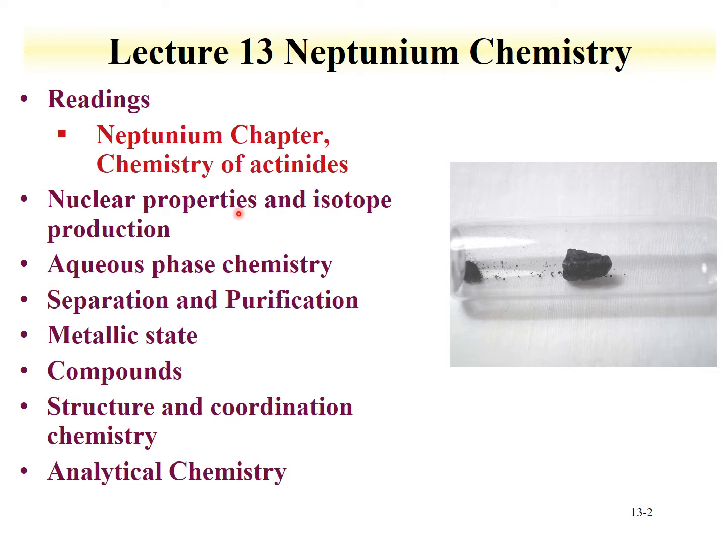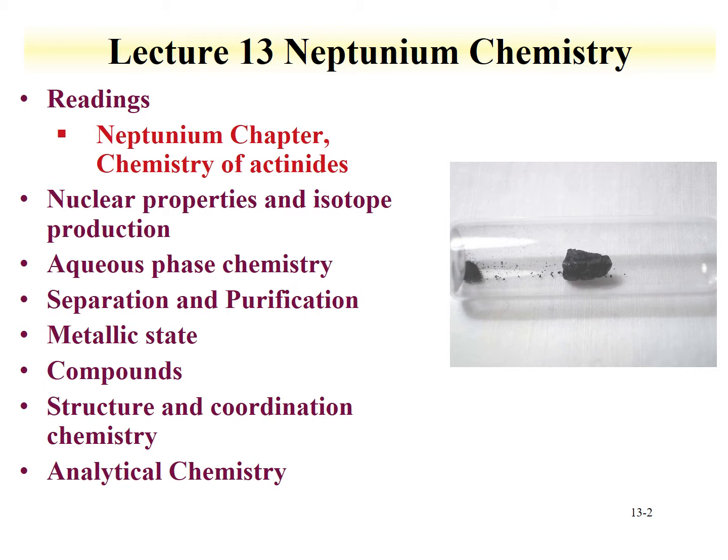This lecture is going to cover nuclear properties and isotope production of Neptunium, focusing on Neptunium-237, since it's the longest-lived isotope and available in the largest quantities in which chemistry can be performed. We're going to talk about the aqueous phases of Neptunium. Multiple oxidation states are present, but we'll see that the +5 oxidation state dominates.